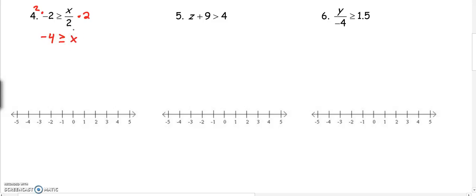Because x is on the right side and we need it on the left side, now we're going to flip everything. So x and negative 4 are going to switch spots, and my inequality is going to switch the direction it faces. So instead of going right, now it's going to point to the left. So I'm going to find negative 4 on my number line. I'm going to create a closed circle, and I'm going to shade to the left.